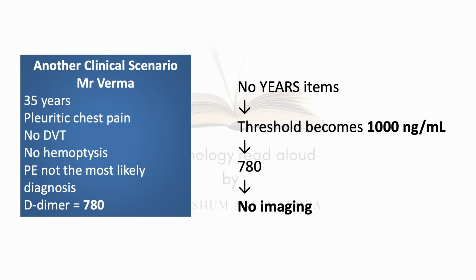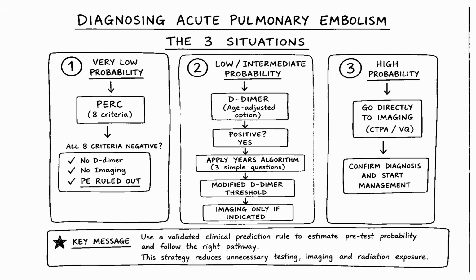Let's take another clinical scenario of a patient whose D-dimer was 780, but PE was not the most likely diagnosis clinically. Here, because YEARS criteria will be 0, the threshold will be 1000. So, imaging is not recommended and we can exclude PE.